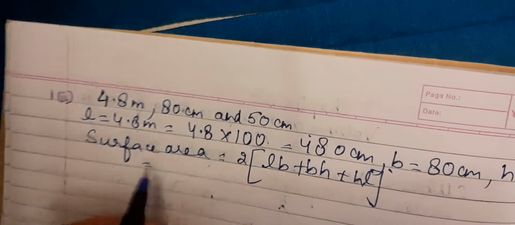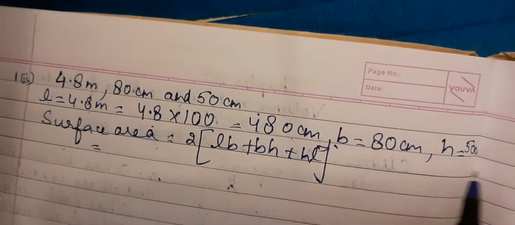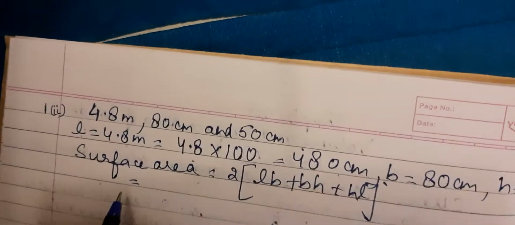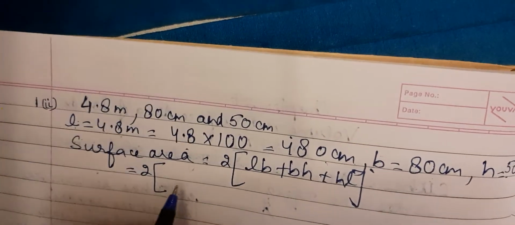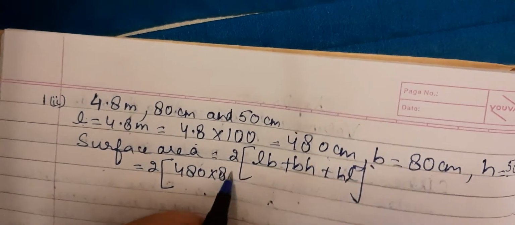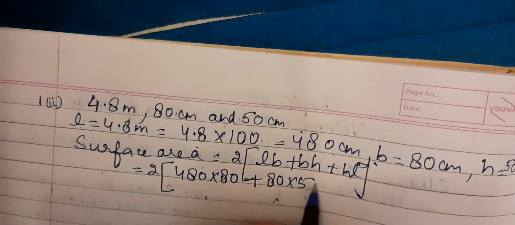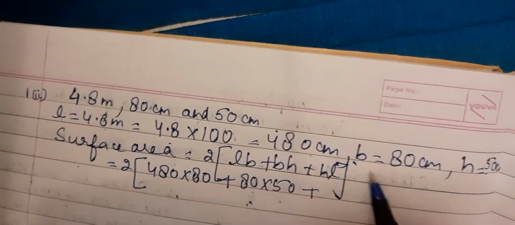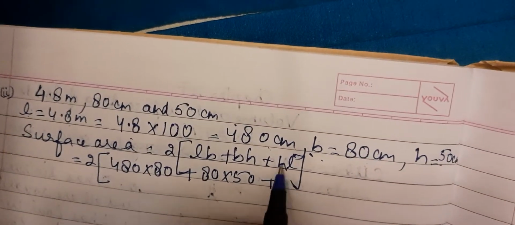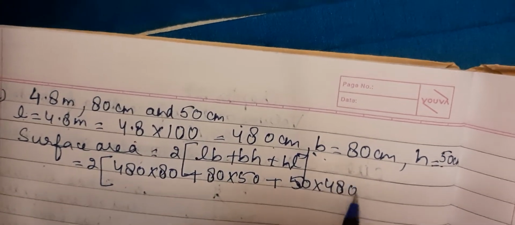Now substitute the value of L, B and H. So it will be twice, LB will be 480 into 80, plus BH, which is 80 into 50, plus HL will be 50 into 480.